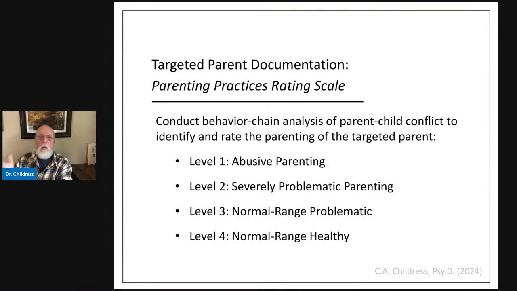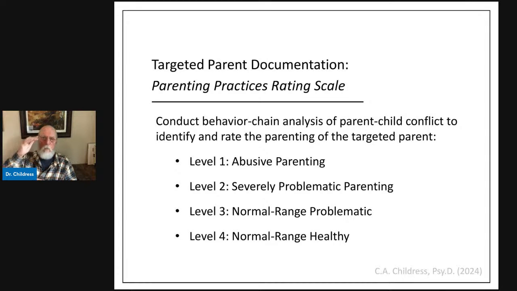So the second symptom identification instrument is the parenting practices rating scale. And that's to document either the abusive range parenting of the targeted parent or the normal range parenting of the targeted parent. This is either a true attachment pathology being caused by abusive parenting by the targeted parent, or is a false, factitious attachment pathology being caused by the allied parent. So this parenting practices rating scale is focused on the first aspect of that. Is the targeted parent abusing the child, or are they normal range?